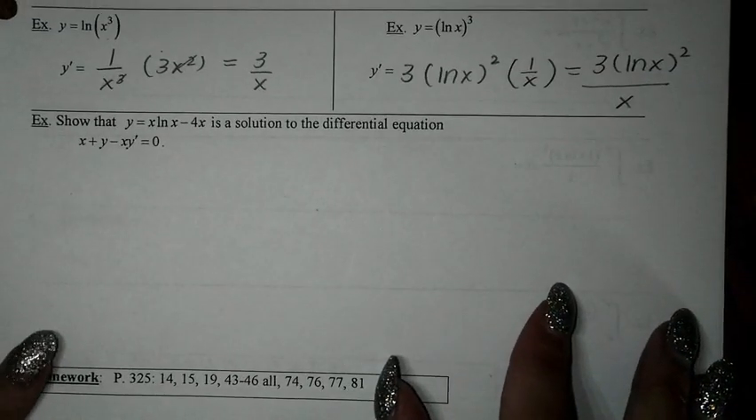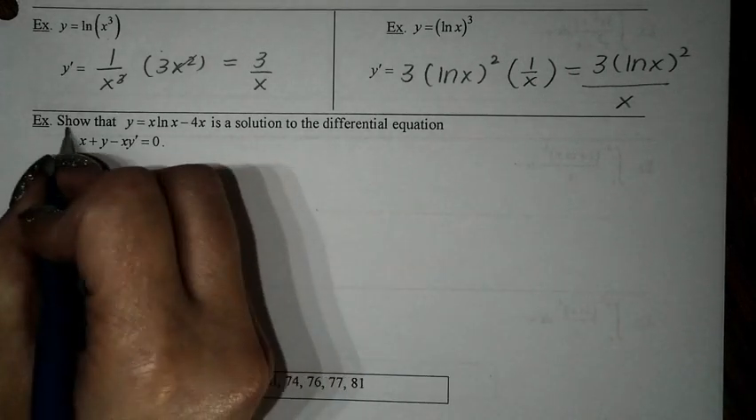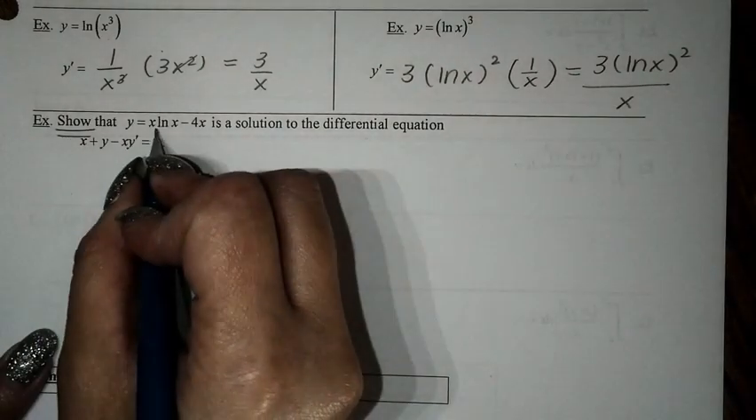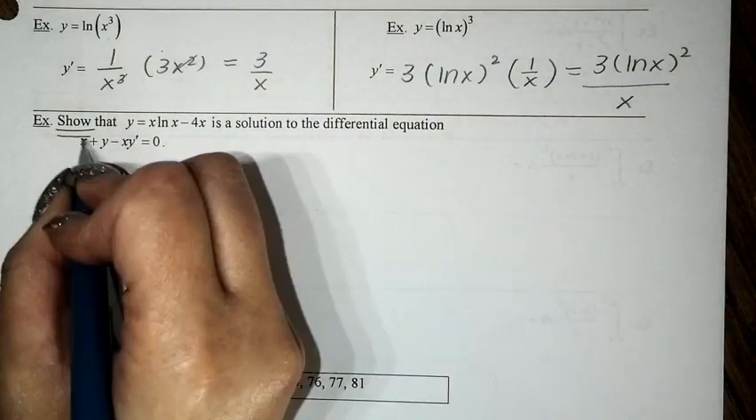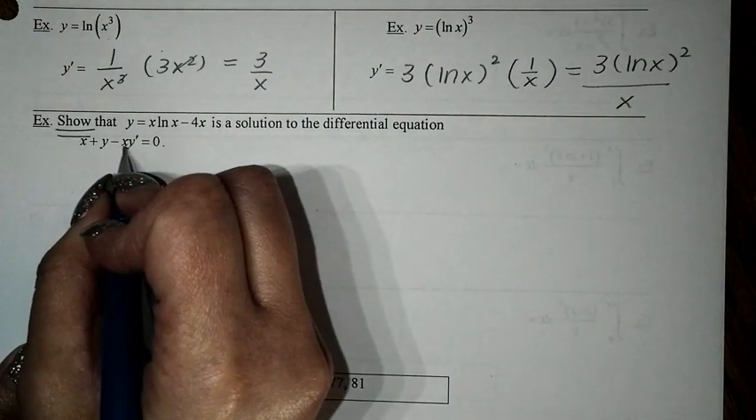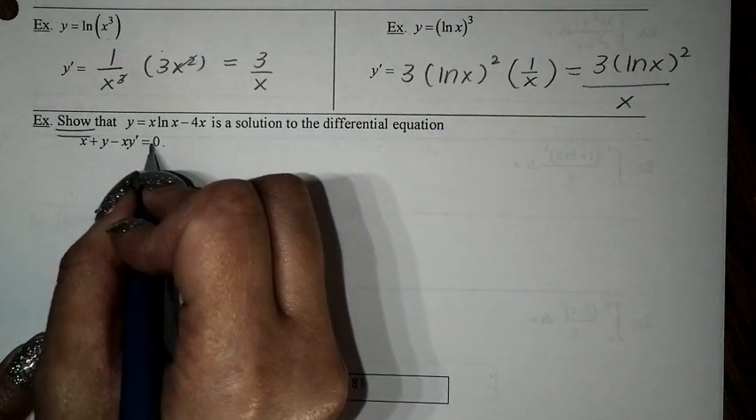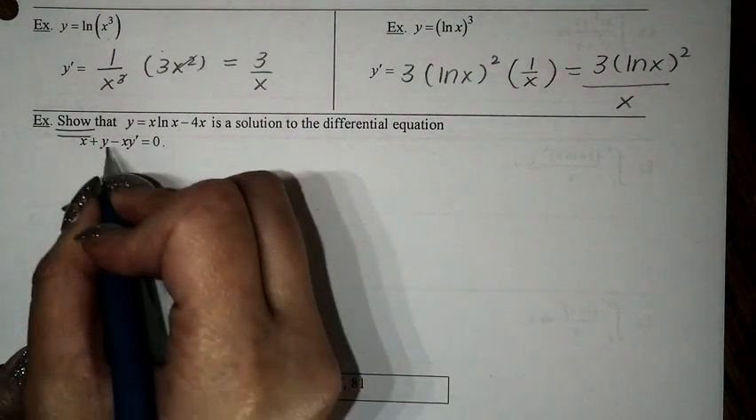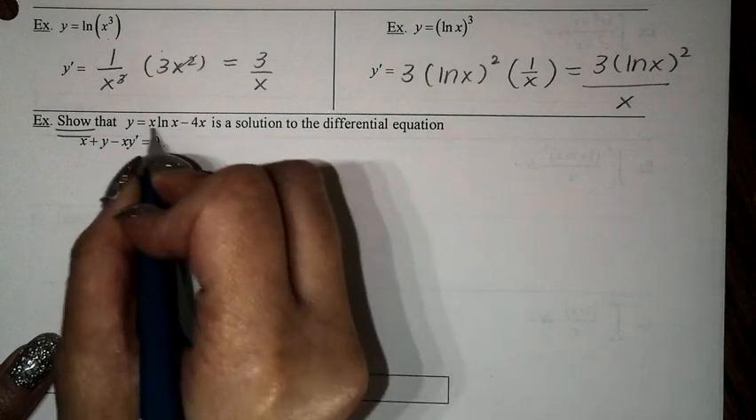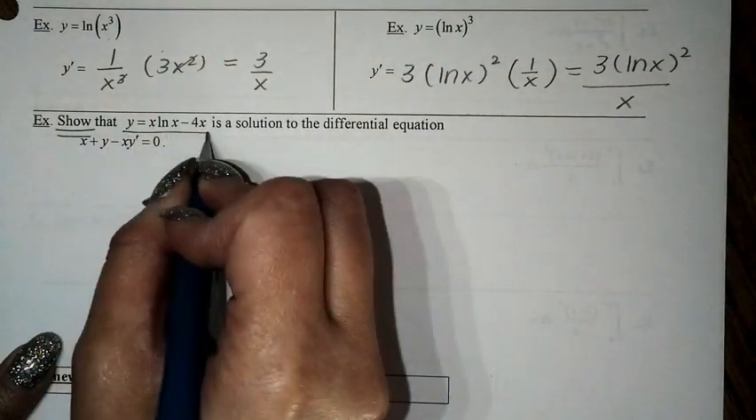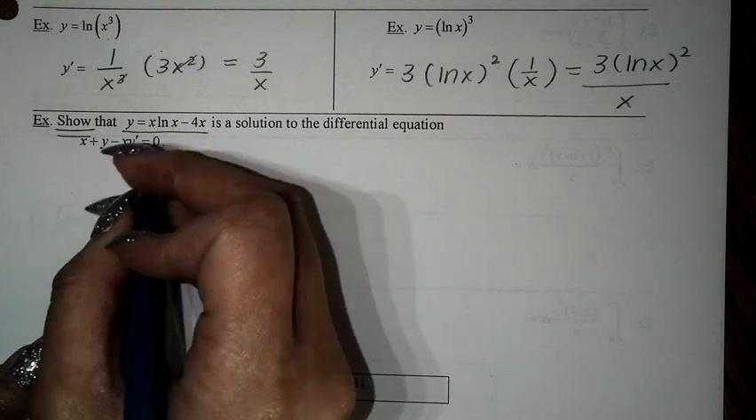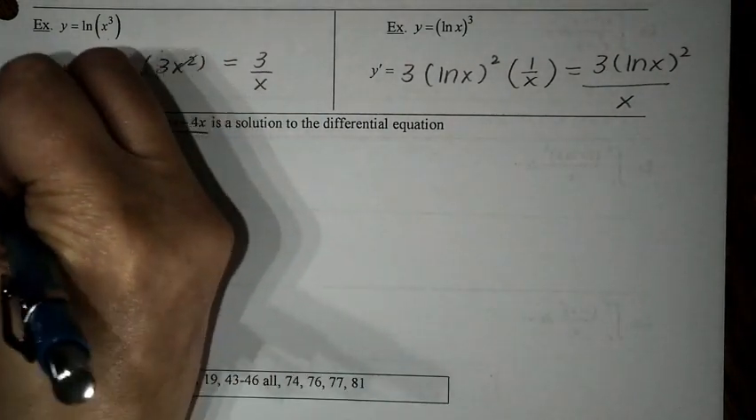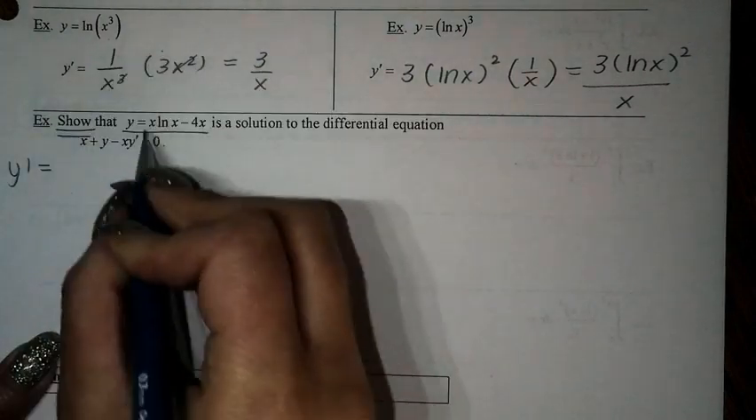In this problem, they are asking you to show or prove that y equals x natural log of x minus 4x is a solution to the differential equation x plus y minus x times y prime equals 0. So we have our y here, okay, so we know this one, but I don't know what's the business with y prime. But you know better. You're like, okay, so we can compute y prime from this one.